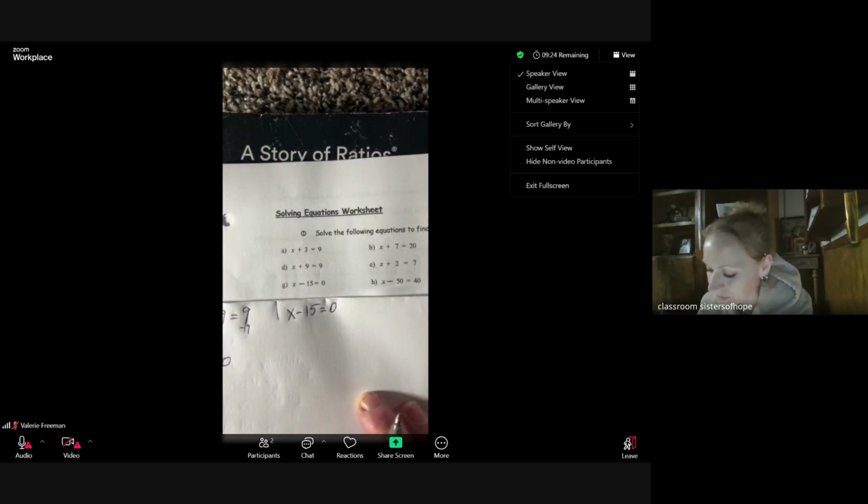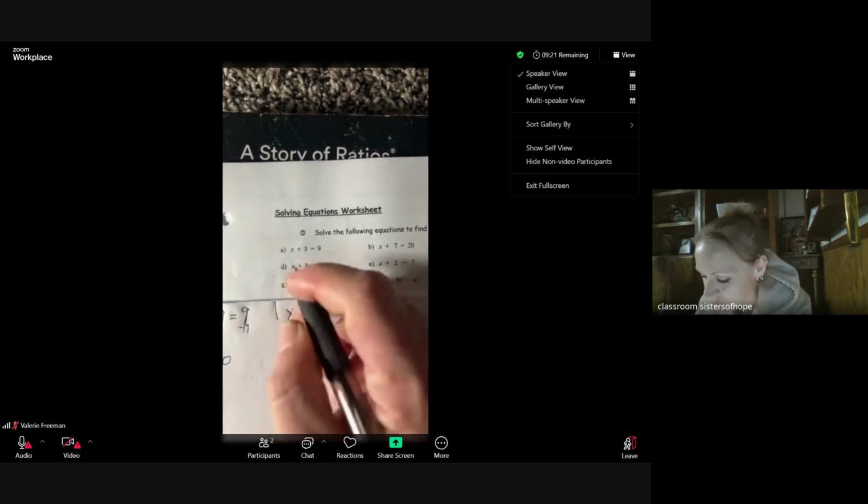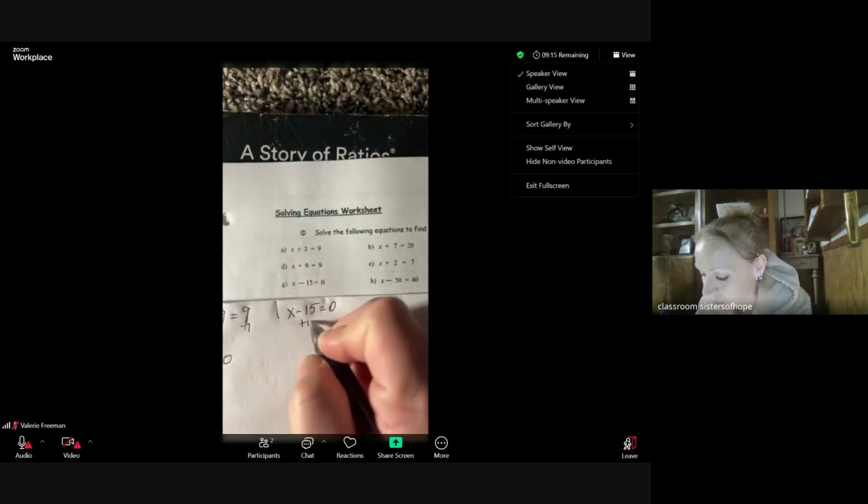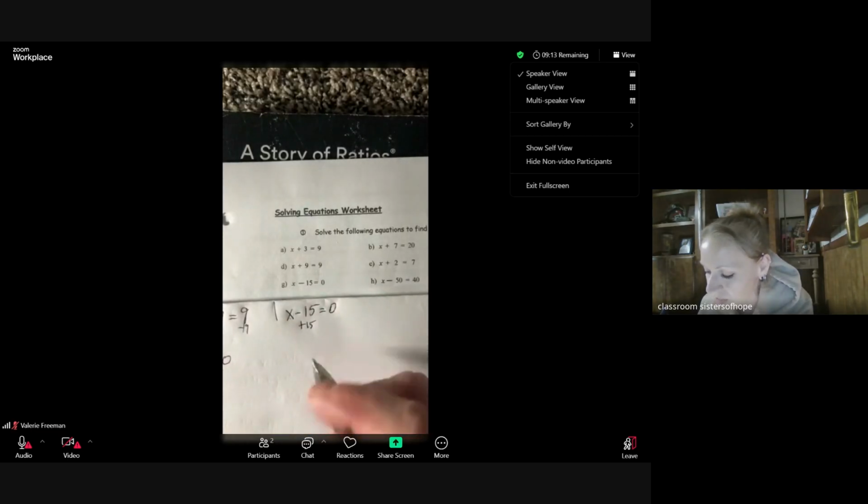So in this one, I love how I heard the wheels turning in your head as you figured that out. You got it. So we're getting the X by itself. So we'd have to add 15 to do the opposite of subtraction. So if we do that here, what do I do over on the other side?